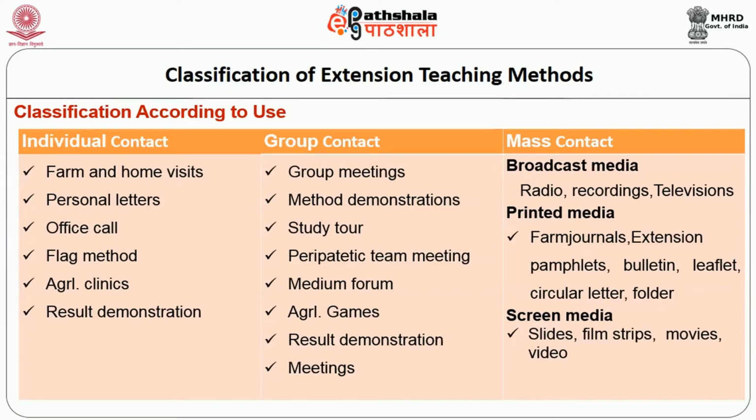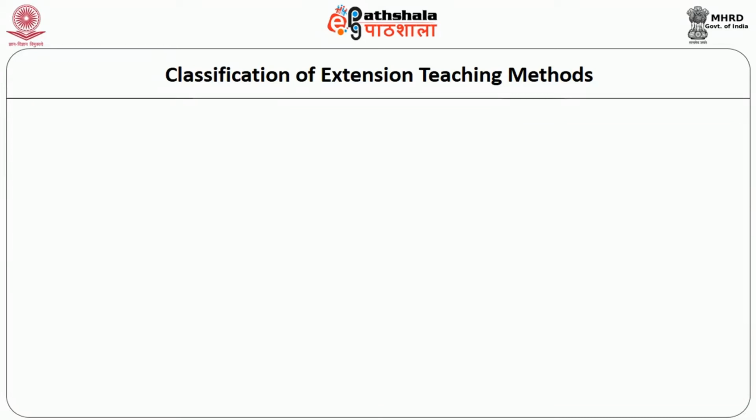And those methods which fall under mass contact methods are broadcast media like radio, television, then printed media like farm journals, extension pamphlets, bulletins, leaflets, circular letters, folders, and screen media like slides, film strips, video, movies, and others like exhibition, campaigns and farmers fairs.